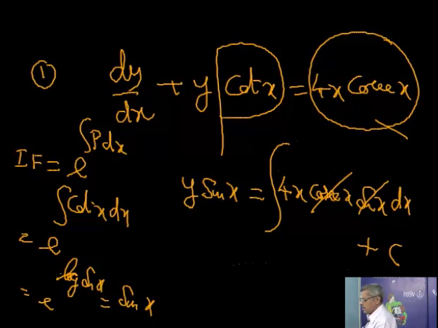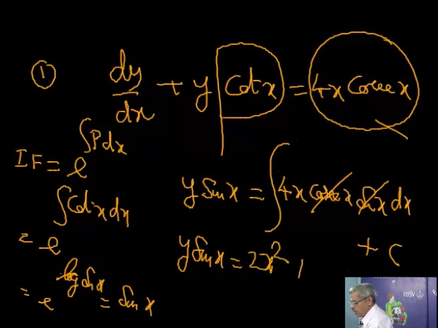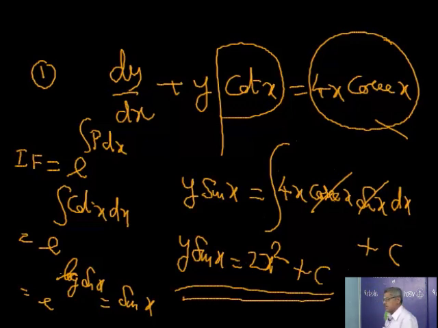So we are left with y sin x is equal to integrating x, you get x square by 2. Already 4 is there, so you get 2x square plus c. So this is the solution of the given differential equation, which is of linear type. Because we are able to convert the equation to the form dy by dx plus py is equal to q, where p and q are functions of x alone. P and q can be constants also.